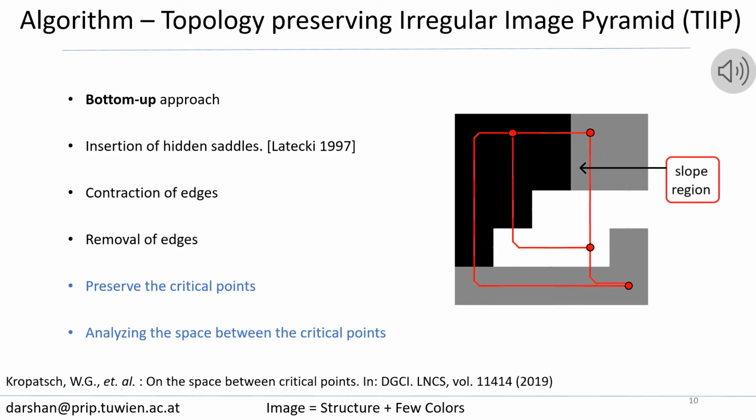After consequently performing the contraction and the removal operation, we get a reduced graph. The stack of such reduced graphs forms an irregular image pyramid. The irregular pyramid can very well be used for studying the topological and structural properties of an image. The space between such critical points is defined as the slope region.